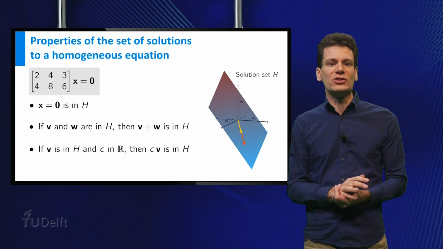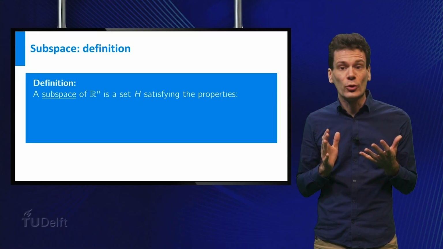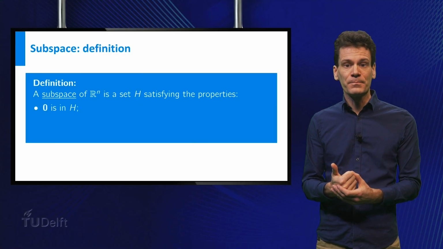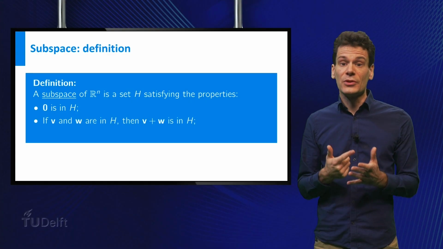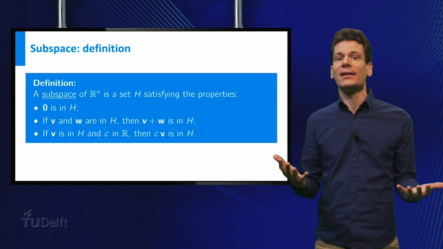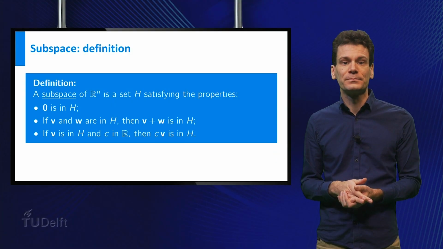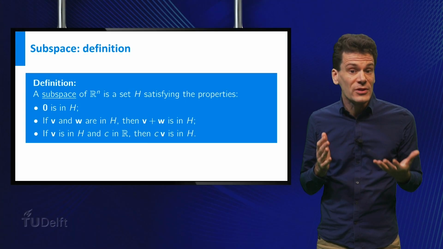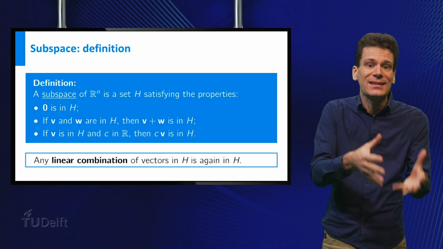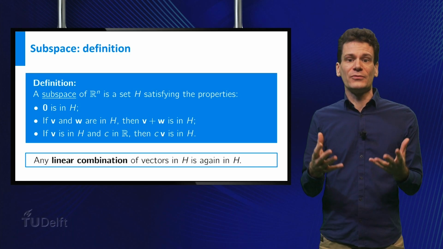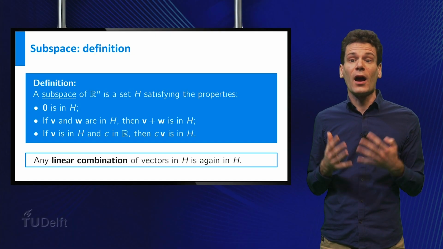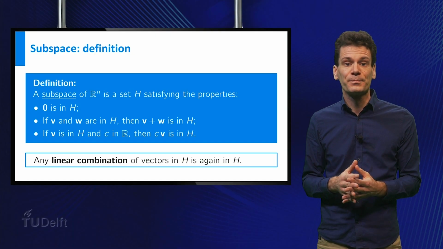Let me give you the precise definition. A set H in Rn is called a linear subspace if it satisfies the following requirements. H contains the zero vector. If you take two vectors in H, the sum is still in H. And if you take a vector in H and multiply it by any scalar, then the result is again in H. Note that it follows from this definition that any linear combination of vectors in a linear subspace is again contained in that linear subspace. You cannot get out of the subspace by taking linear combinations. Another way to say this is that linear subspaces are closed under taking linear combinations.